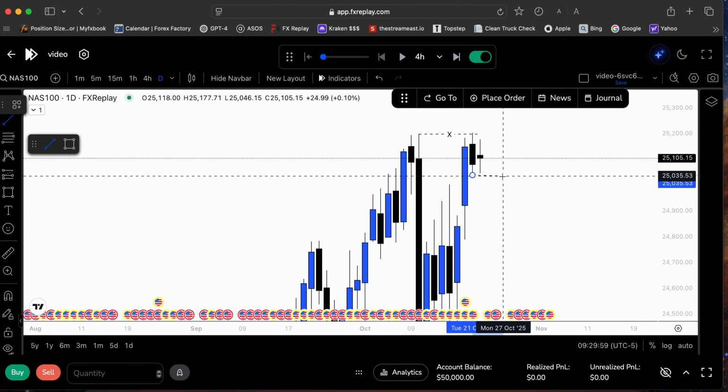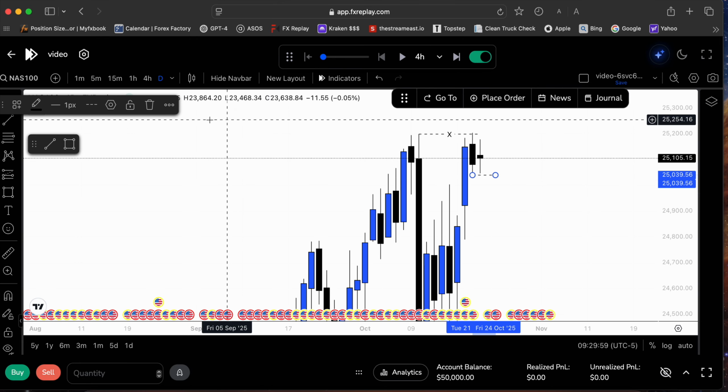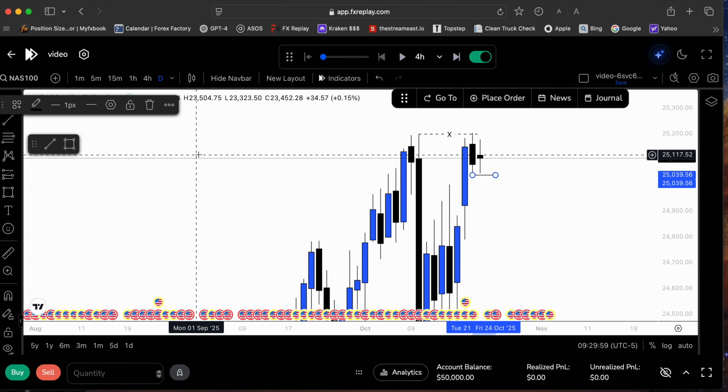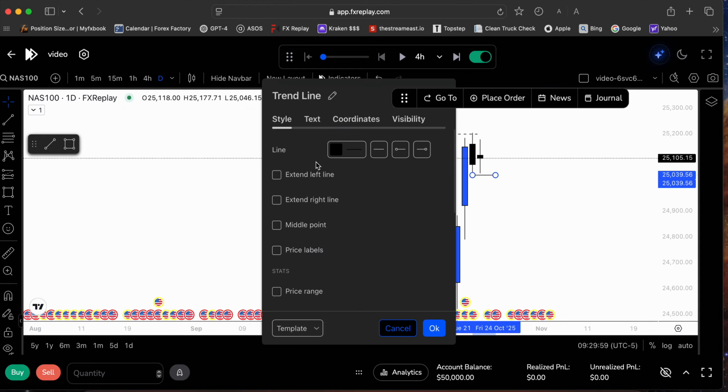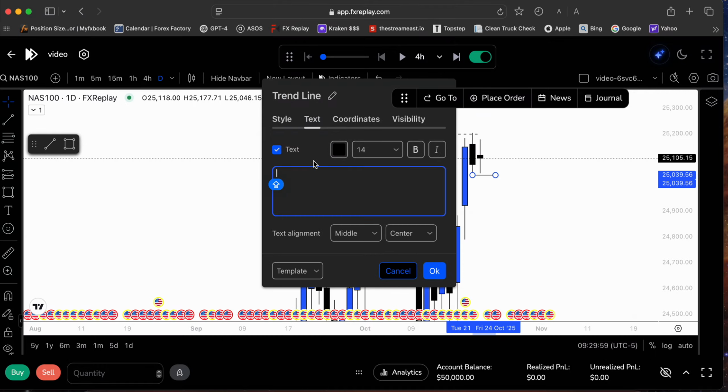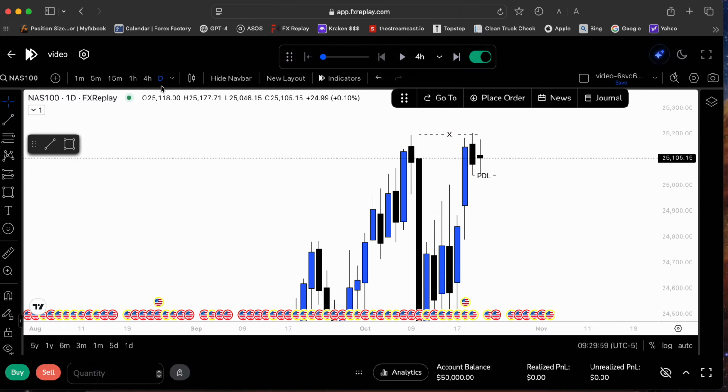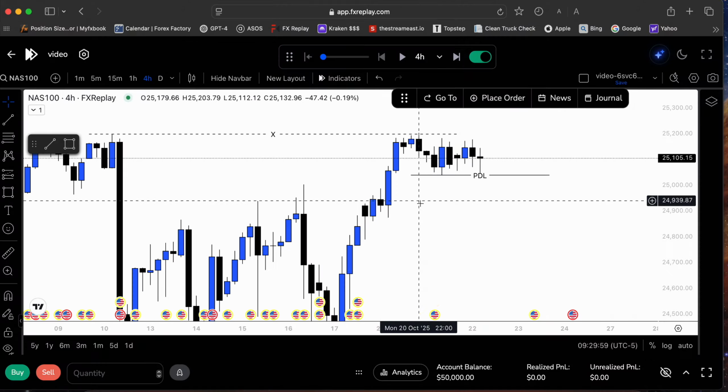So now this leads us to potentially pulling back to this FVG. This would be our first draw. This would technically be considered a previous day candle, so I'm just going to write previous day low for now. And then now we can hop on the H4.